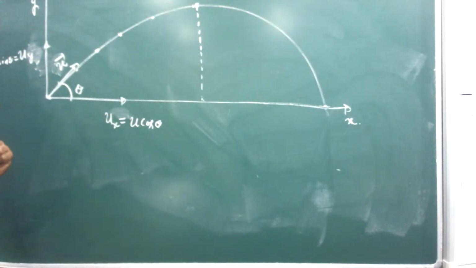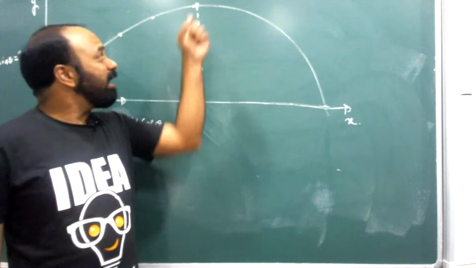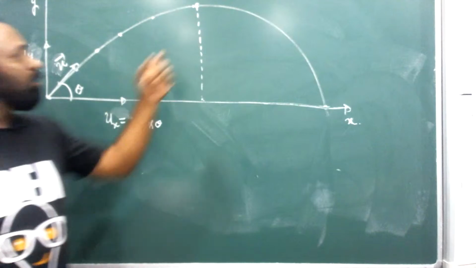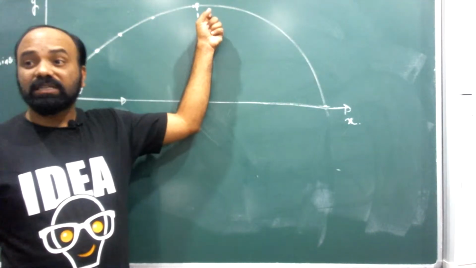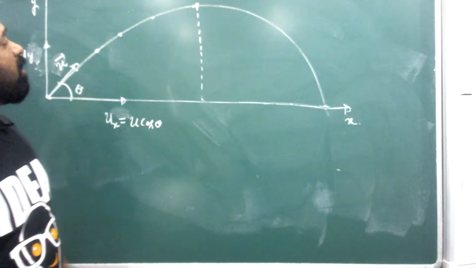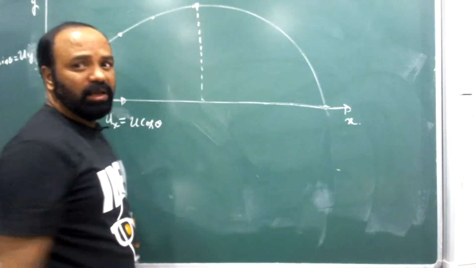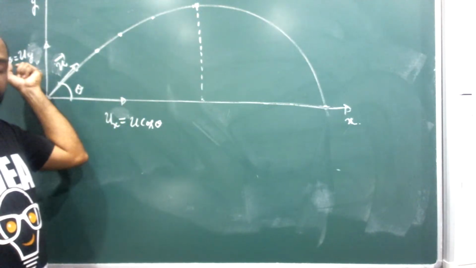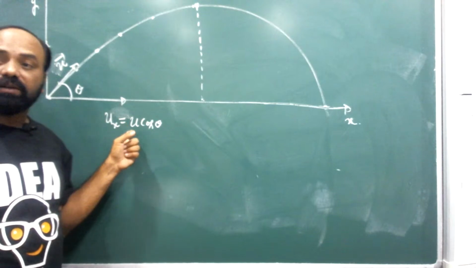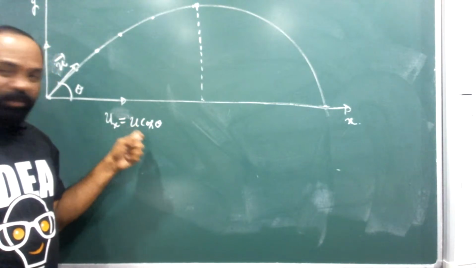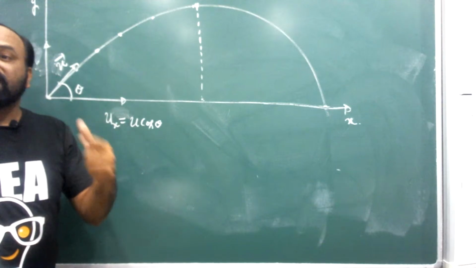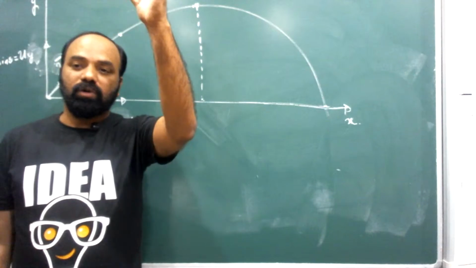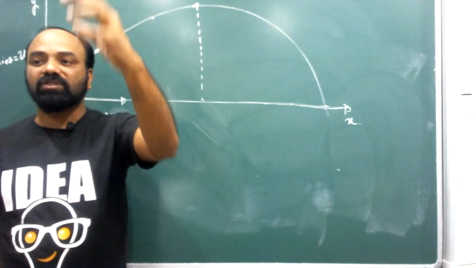Normally they will ask, what is the velocity of the body at the maximum height? If a body is projected with an angle theta, what is the velocity at the maximum height? When the body reaches the maximum height, the vertical component becomes 0, that is Vy becomes 0, but the horizontal component always remains constant, because there is no effect of acceleration due to gravity on the horizontal component.